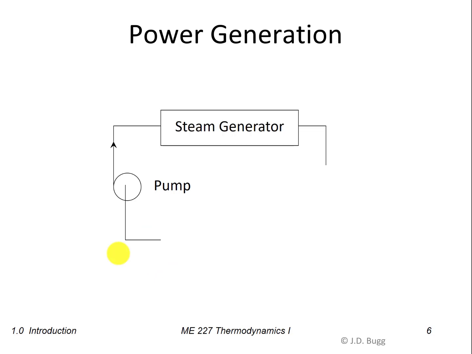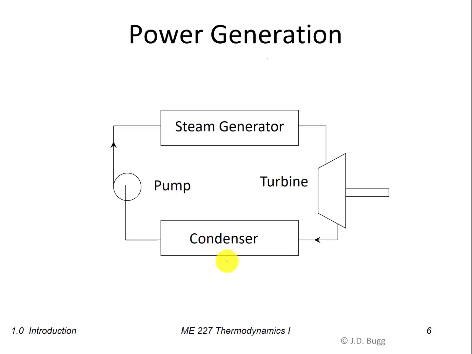Then we take that water and we put it through a steam generator. So this is where the external source of heat comes in. There's heat added to this from some external source. After it goes through the steam generator, it enters a turbine where work is extracted. So the hot pressurized steam is used to turn a turbine, which in turn turns a rotating shaft and delivers work to the surroundings. And of course that will be used to generate electricity. And finally, after the steam exits the turbine, it enters into a condenser where heat is removed and it's returned back to a liquid ready to go around the cycle again.